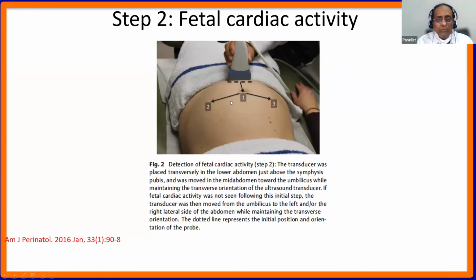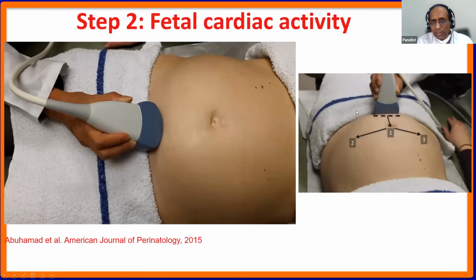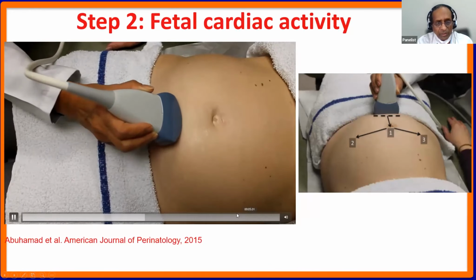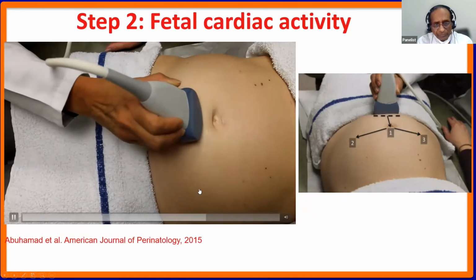For determining cardiac activity, we start off transversely above the pubic symphysis and move the probe upwards. If you don't find any cardiac activity here, then you move it to the right or to the left till you find it. And if you find the fetal thorax and you don't find cardiac activity, then of course you can declare it as an intrauterine death. So here you can see the probe moving like that. We will see it in the demo.